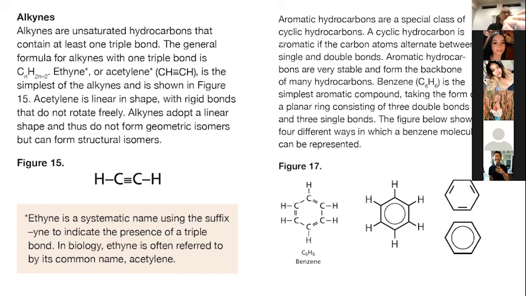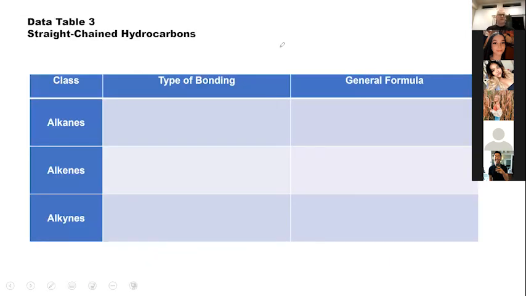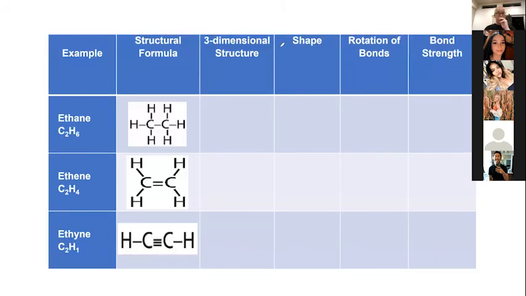So for these exercises, basically they just want to show what kind of bonding is in alkanes, alkenes, and alkynes. Basically single, double, triple. What's the general formula? That's right there in the instructions. And then here are some examples of different types. We have an alkane at the top, an alkene in the middle, and an alkyne at the bottom. And so what's the three-dimensional structure going to look like? What's the shape going to be?